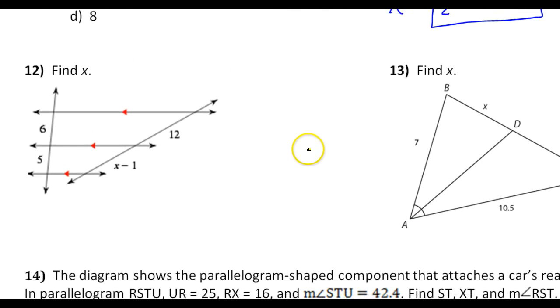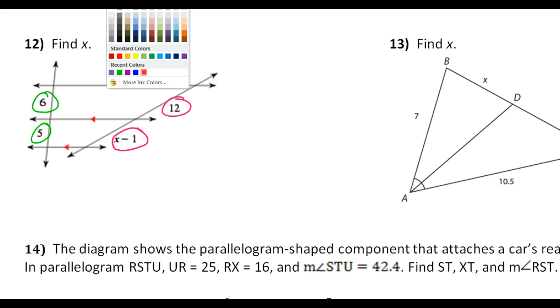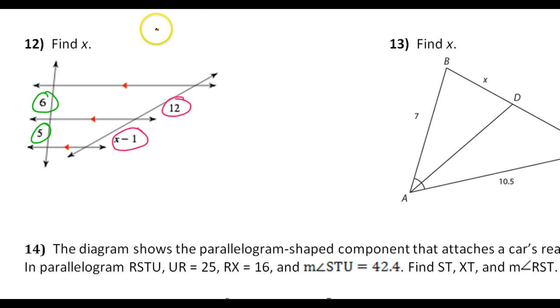Alright, let's take a look at number 12. This is very similar. Notice that it all depends on these lines being parallel. But if they are, then once again, these lengths will be proportional to these lengths. So we can make a proportion that goes, for example, 6 over 5 is equal to 12 over x minus 1.